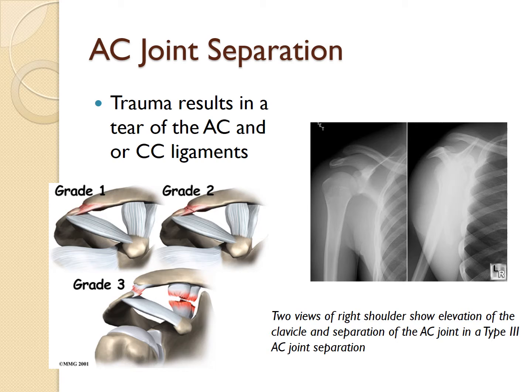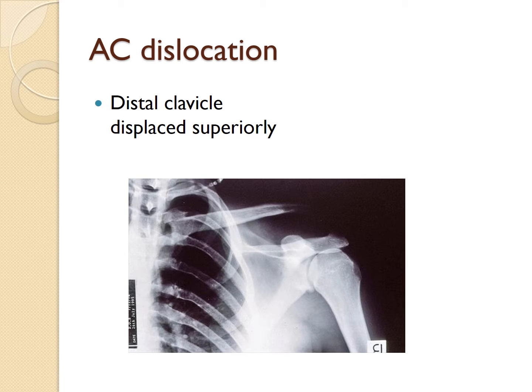Some other traumas you can see in the shoulder area are AC joint separation. And with AC dislocations, it's very important that we radiograph these correctly, because if our angles are wrong, then they can't see the separation as well.